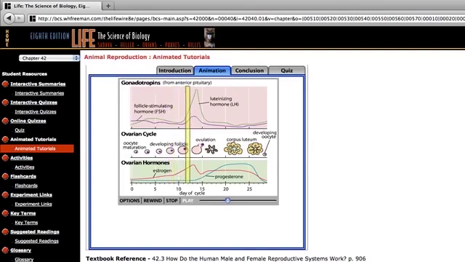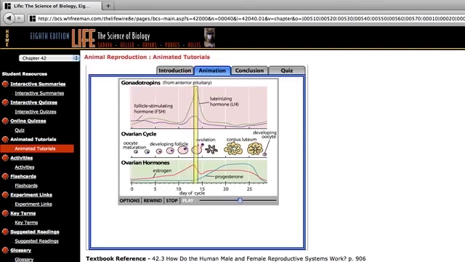Beginning around day 12, the increasing levels of estrogen suddenly have the opposite effect on the pituitary gland. Instead of exerting a negative feedback on the pituitary, these hormones now exert a positive feedback, stimulating the pituitary to release FSH and large amounts of LH.